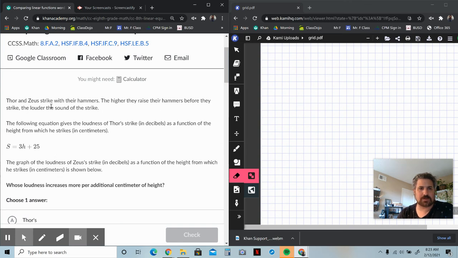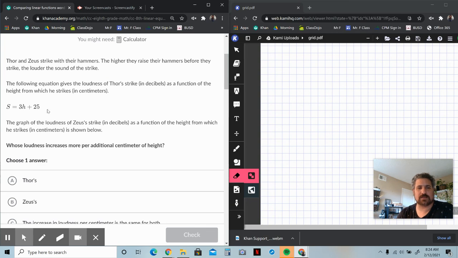Okay, so let's say Thor and Zeus strike with their hammers. The higher they raise their hammers before they strike, the louder the sound of the strike. The following equation gives the loudness of Thor's strike. So basically this is the base value of the loudness, before you even strike, I guess. This is their natural starting point.